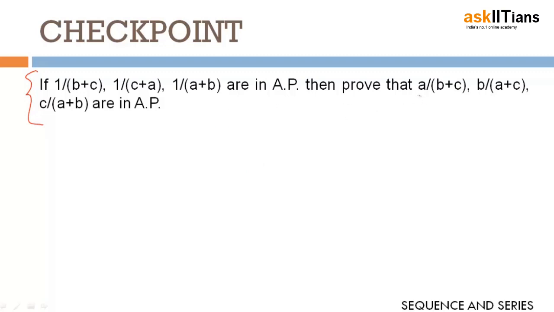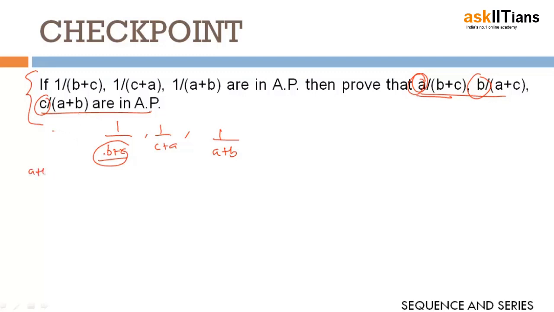So quickly moving to this, clearly it's saying that 1 plus b by c, and so on, is an AP. So we have to prove that these are also in AP. Now clearly you can see from this, you have to start observing the patterns. Here A is in the numerator, here B is in the numerator, here C is in the numerator. So if I ask what is missing from every term, I'll multiply everything by A plus B plus C.